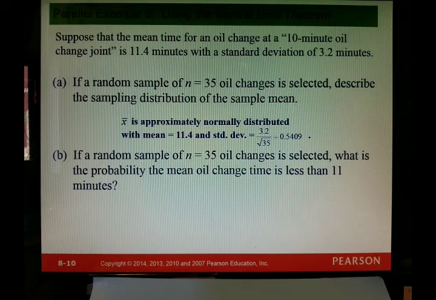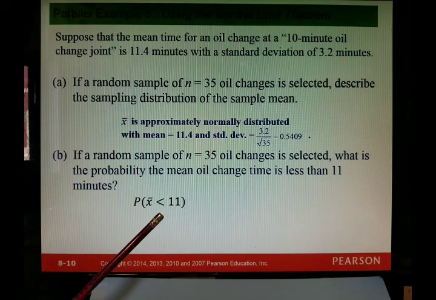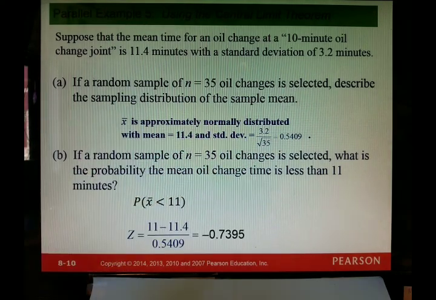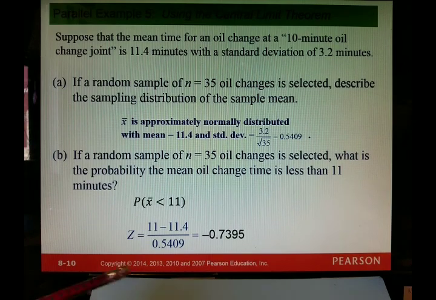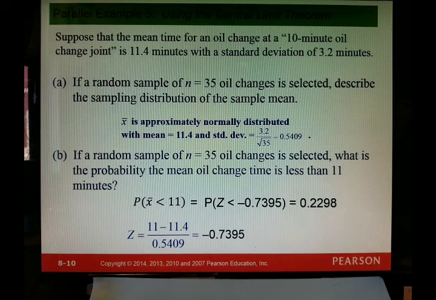So if a random sample of 35 oil changes is selected, what's the probability the mean oil change time is less than 11 minutes? So I want the probability that the mean, that's the x bar, is less than 11. Well, remember, I'm going to have to do this value minus the mean divided by the standard deviation. That would give me my z-score. Then I want to do a normal CDF from -100 to that z, because I want the probability that it's less than.